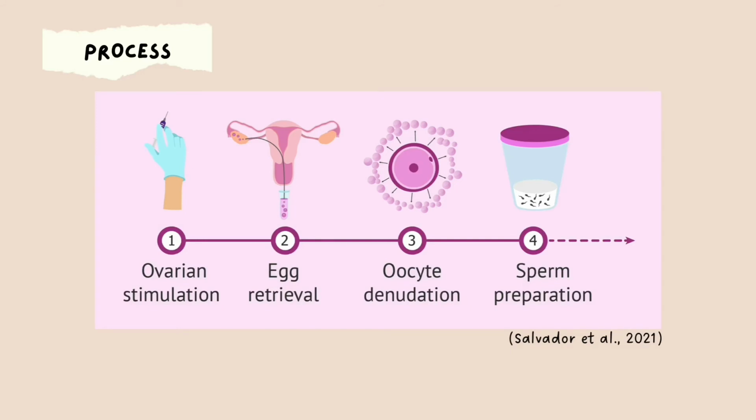Ovarian stimulation consists of administering hormonal medication to the woman so that more eggs can be obtained. Then, follicular puncture is the process by which the eggs are extracted. Next is the oocyte denudation. Once the eggs have been obtained, the cells surrounding them are removed to facilitate micromanipulation and to better assess their maturity. And lastly is semen preparation. It consists of capacitating the sample and separating the best spermatozoa for microinjection. At this point, it is important to mention that if sperm cannot be obtained from the male ejaculate, they can be obtained by testicular biopsy or epididymal aspiration.